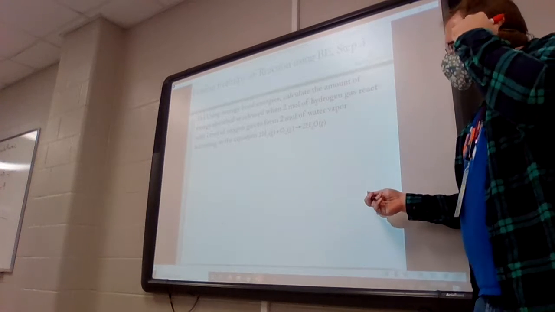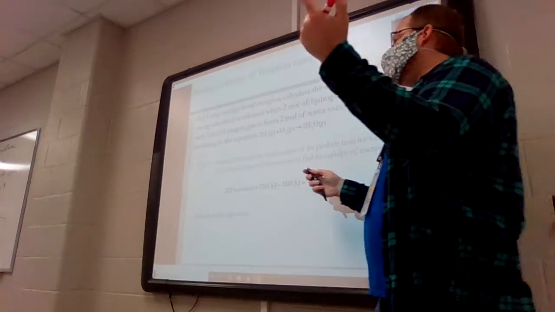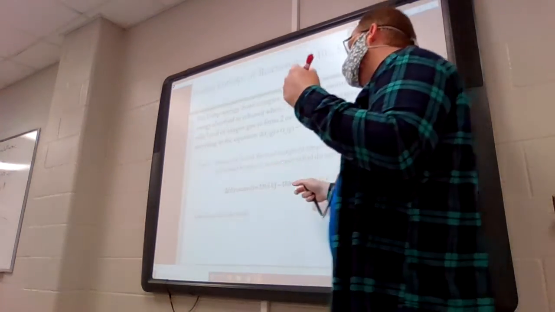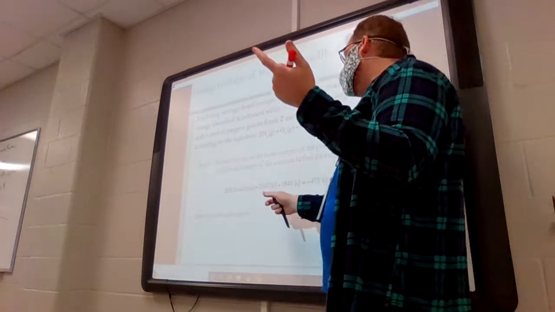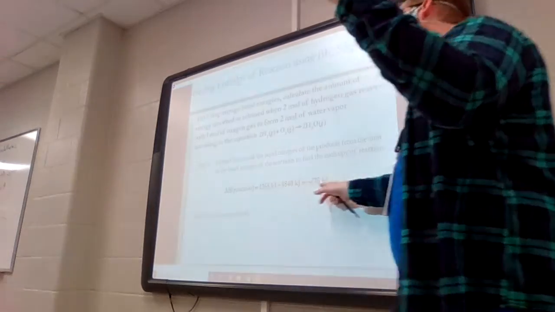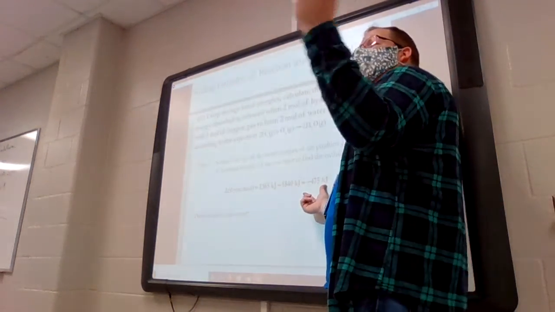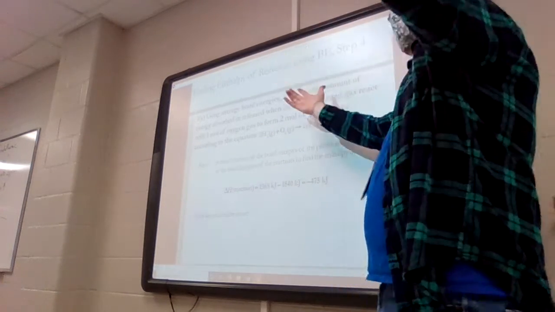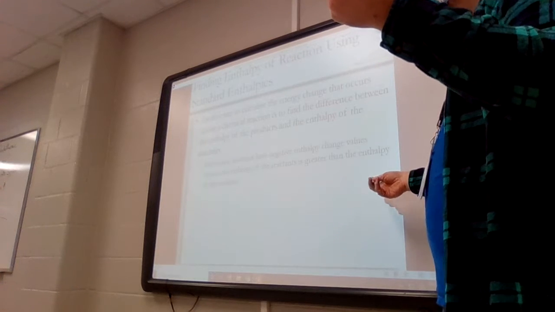Okay, let's keep going. So number 4, we need to subtract the bond energies of the products from the bond energies of the reactants. So we added up our bond energies, which is 1840. The other side is 1365, and then we subtract that, and we get negative 475, which tells us this is exothermic, because I'm losing heat at the end. I have heat leaving my system. That's going to be exothermic.